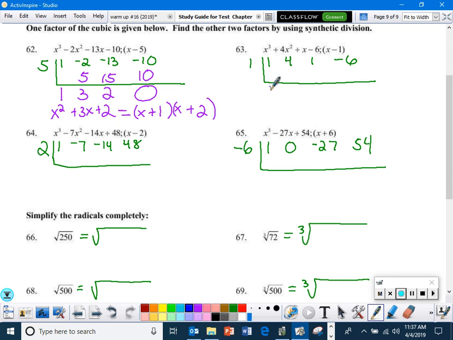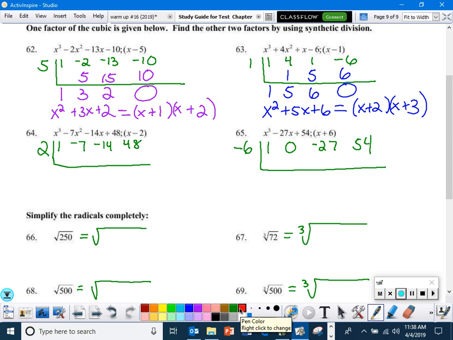Bring down the 1, multiply, add, multiply, add, multiply, and we should end up with a 0 again at the bottom. Okay, rewrite that. Okay, now factor it. Factors of 6 that add up to 5. That would be 2 and 3. So plus 2, plus 3. Okay, number 64.